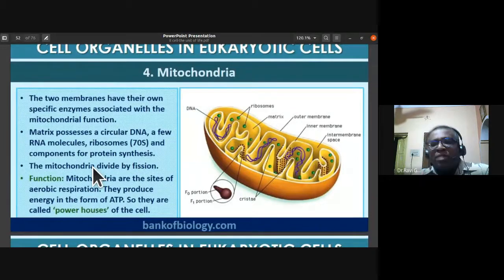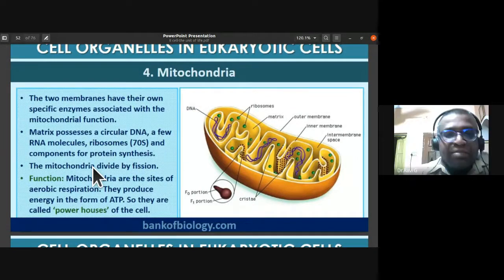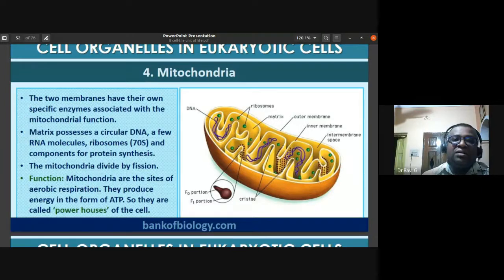The two membranes, the outer membrane and inner membrane, have their own specific enzymes associated with them. The matrix possesses a circular DNA, a few RNA molecules, and ribosomes. Even though mitochondria is found in eukaryotic organisms, the ribosomes within mitochondria are of 70S type, not 80S. The cytoplasm of the cell having this mitochondria will have ribosomes of 80S type.